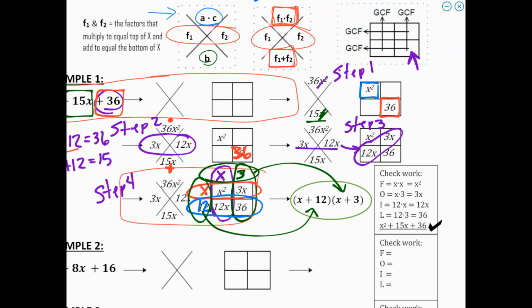And then lastly, check your work. Make sure you didn't make a mistake. Make sure it checks out. Okay, you can find your mistakes and not get anything wrong if you would check your work.